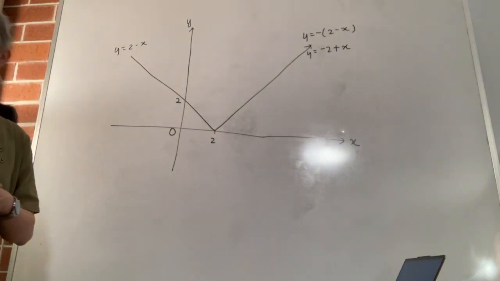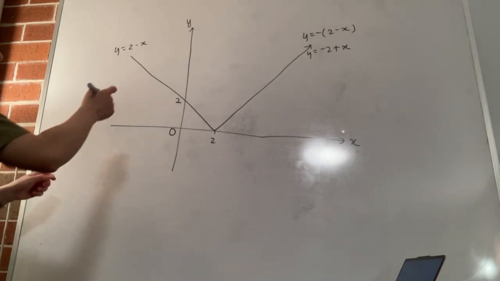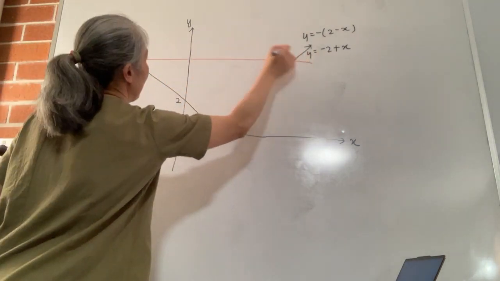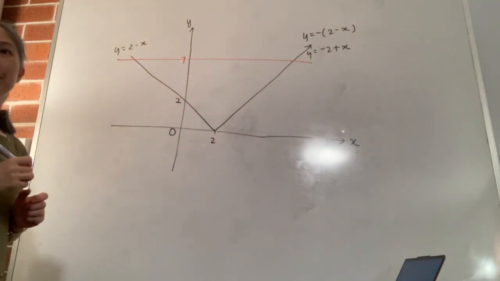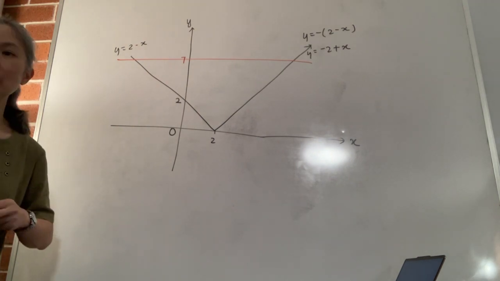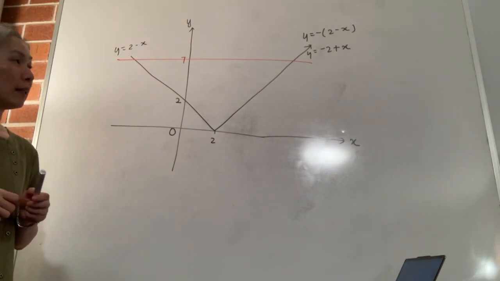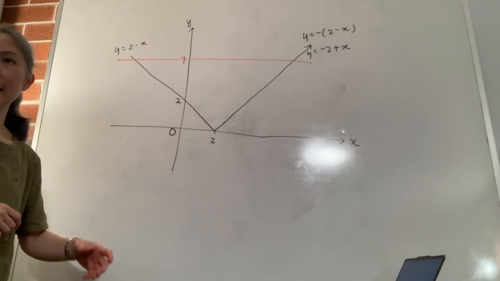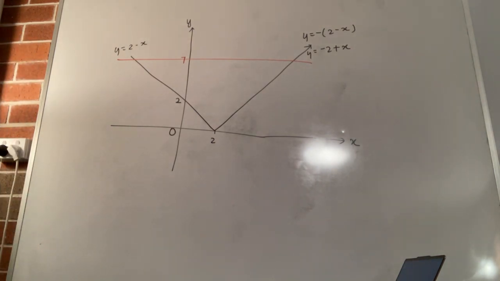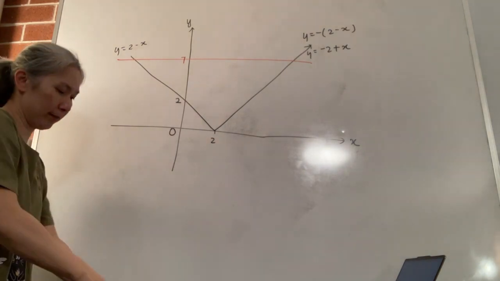And my second equation is y equal to 7. Yep, so 7 is somewhere in here, this is your 7. And you solve your simultaneous equation between the straight line and y equal to 7. So you have 2 equations to solve. You get this one.